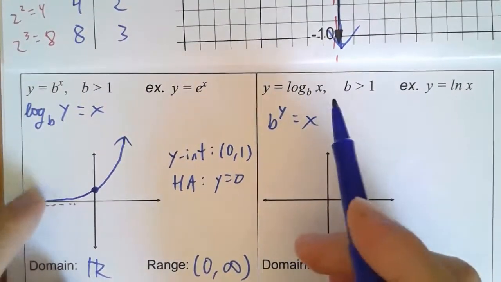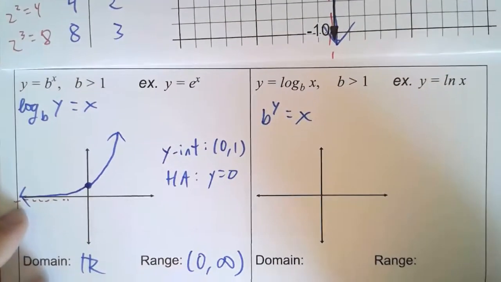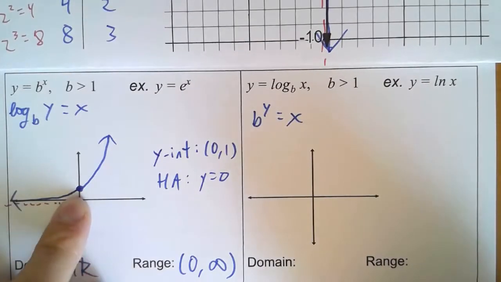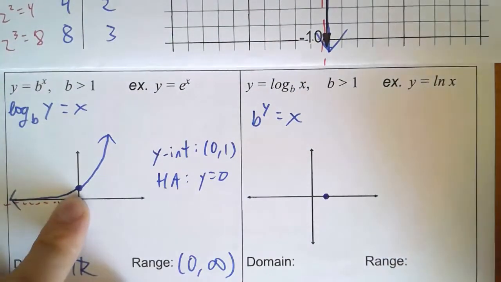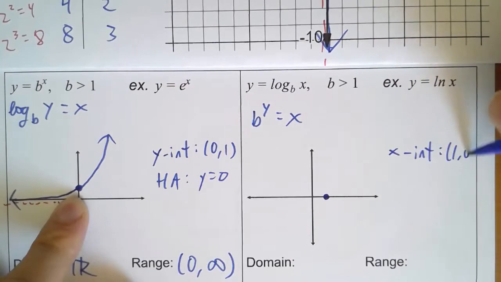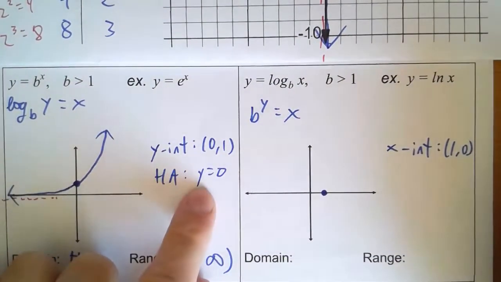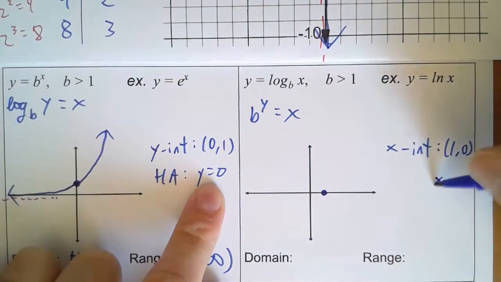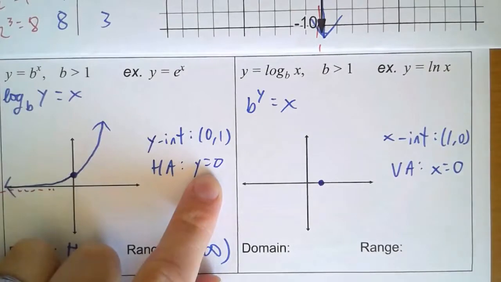You could say the log graph is the inverse of the exponential graph. We just need to switch x and y. So instead of having the point 0, 1, we got the point 1, 0. Instead of having a y-intercept, we have an x-intercept, 1, 0. Instead of having a horizontal asymptote y equals 0, now we've got the x equals 0 vertical asymptote.